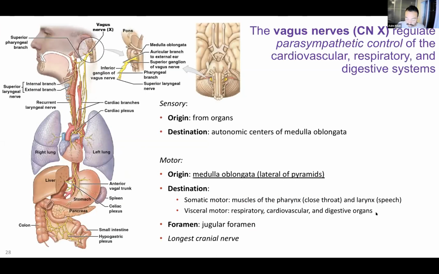The 10th nerve, cranial nerve 10, 10 is X, is the vagus nerve, spelled V-A-G-U-S, vagus, not like Las Vegas, V-E-G-A-S, V-A-G-U-S. This is for control of many of your organs. It's for parasympathetic control of your cardiovascular system, of your respiratory system, of your digestive system.